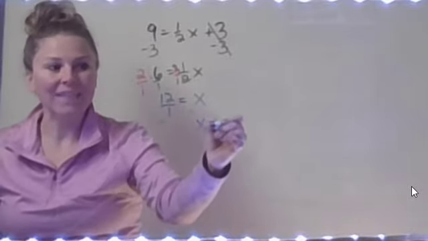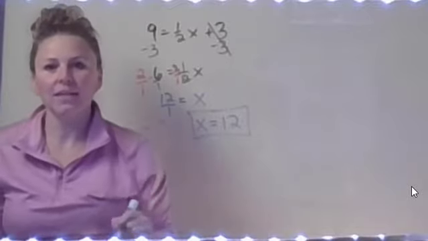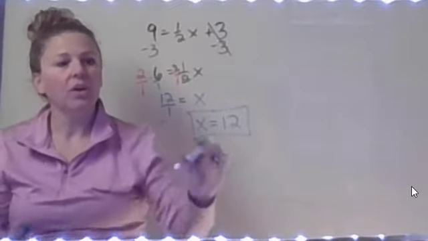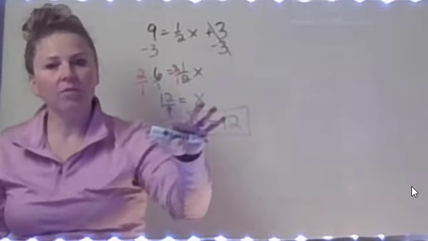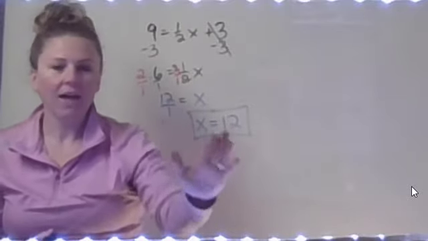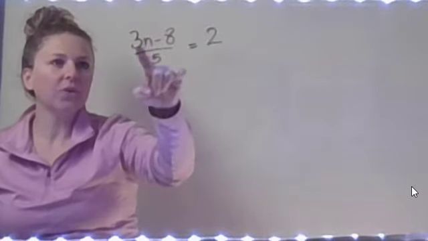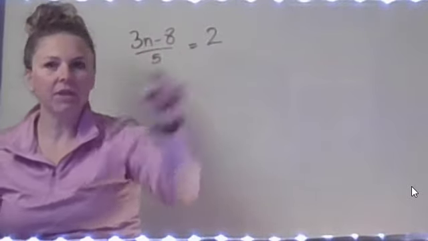I really like my letters on the left. So I'm going to rewrite that as x equals 12. You can always do that. You can always take whatever your final answer is and flip it. It's called the commutative property. So x equals 12. The next problem has a little tiny new twist. So 3n minus 8 over 5 equals 2.